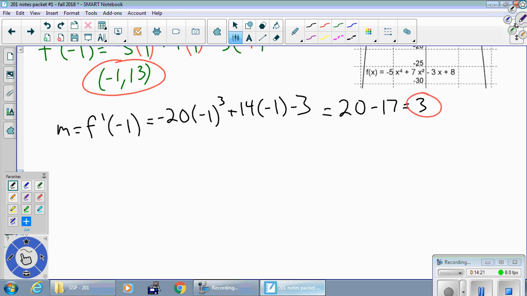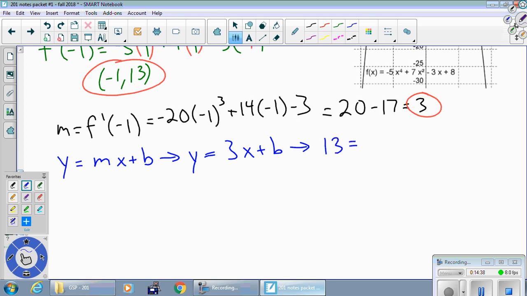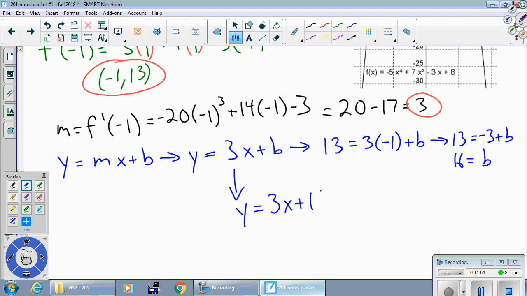And so we'll do our standard y equals mx plus b stuff. We know that the slope is 3. So I copied everything else, but just made that one change. And then we're going to plug in the point. The coordinates are circled up there. 13 is the y. Negative 1 is the x. B is the thing we're about to find. 13 equals negative 3 plus b. So b is 16. So that means that the final equation of my line, my tangent line, is y equals 3x plus 16.